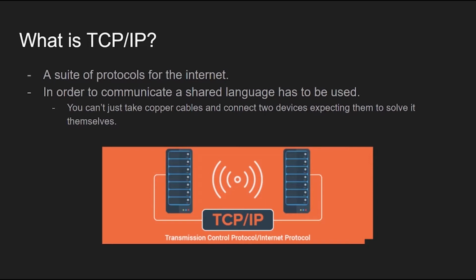So, this is a common language that devices have implemented such that they can talk to each other, because if we didn't have these common protocols, then two devices would not know how to communicate with each other. You just can't take a copper cable and connect two devices and expect them to figure this out on their own. They need some basic language that they both understand in order to communicate. Similar to us humans, we need a language that the two of us understand in order to understand what the other one is saying.